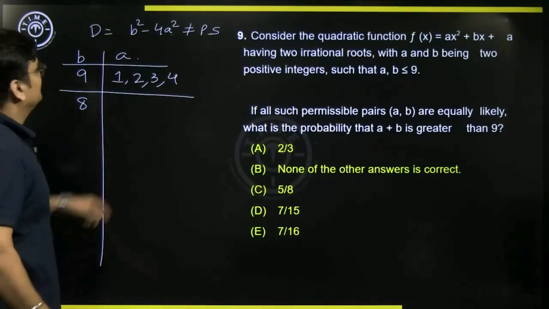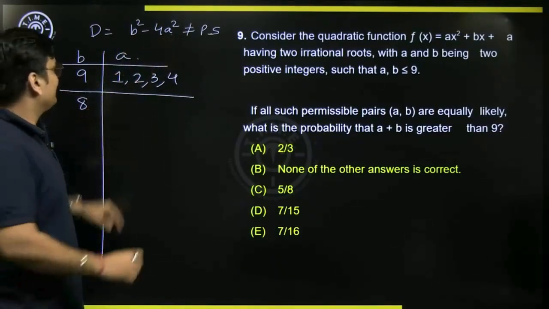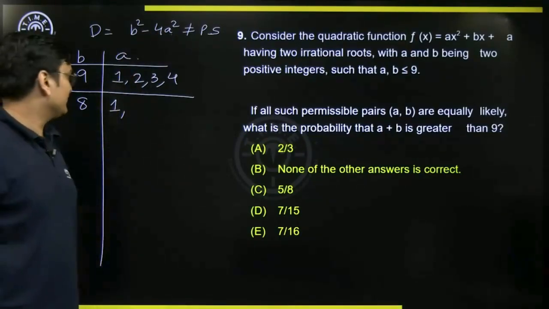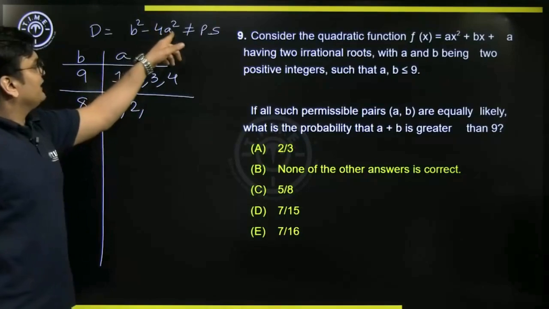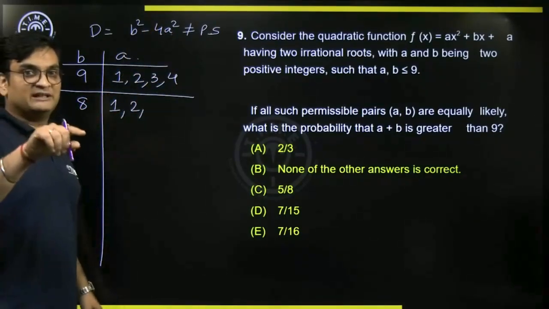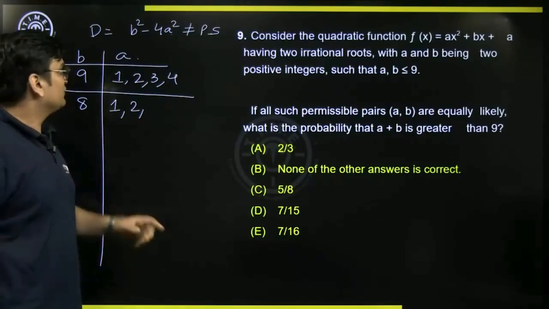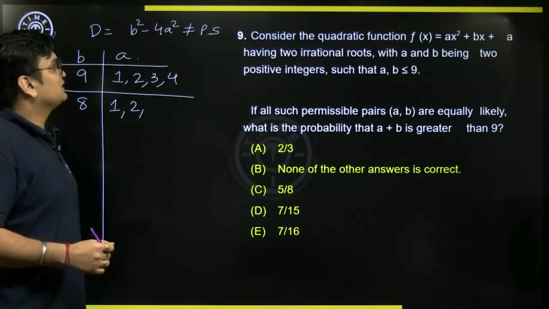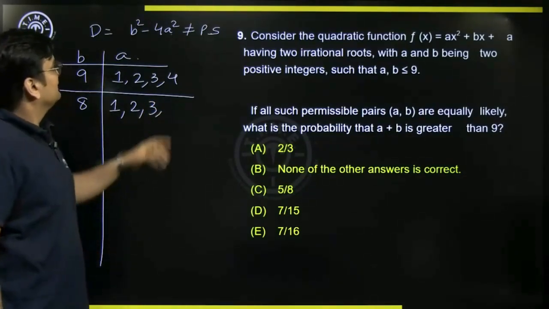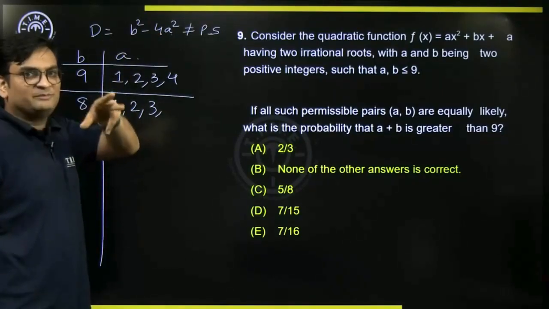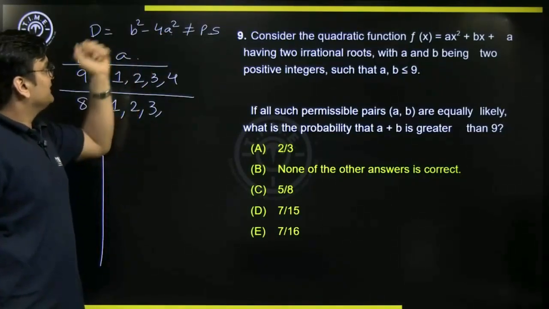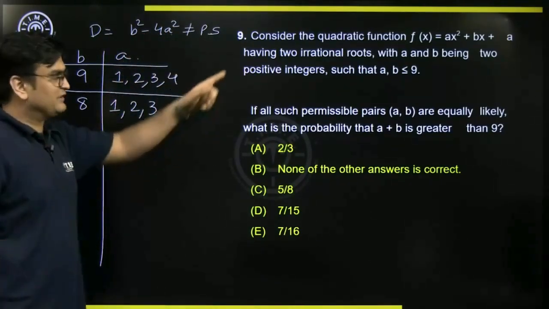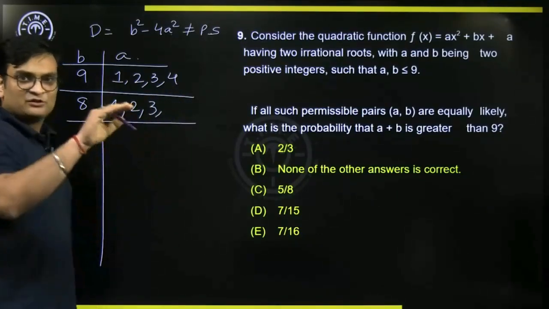For b equal to 8, 8 square is 64. 64 minus, if I take a as 1, it's allowed. 64 minus 4 will make it 60, not a perfect square. 2, 4 into 2 square, 16. 64 minus 16 is 48, not a perfect square, allowed. We can take 2 also. What about 3? 64 minus 36 is 28, yes, allowed, not a perfect square. A cannot be 4 now, please note why: if you take 4, you get discriminant as 0, but 0 would mean equal roots, and the roots will not be irrational anymore, so we cannot take 4. So, only 1, 2 and 3.